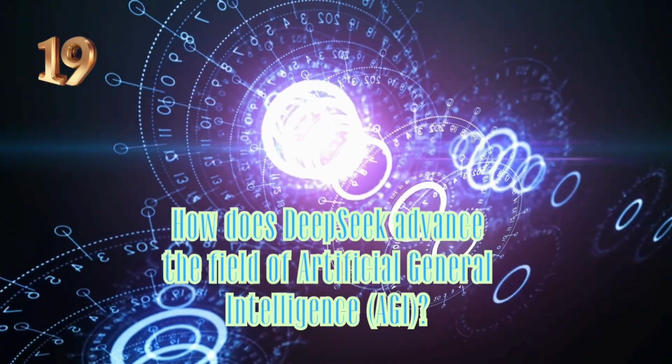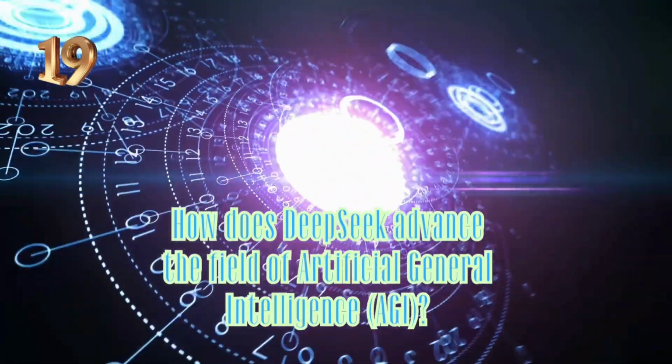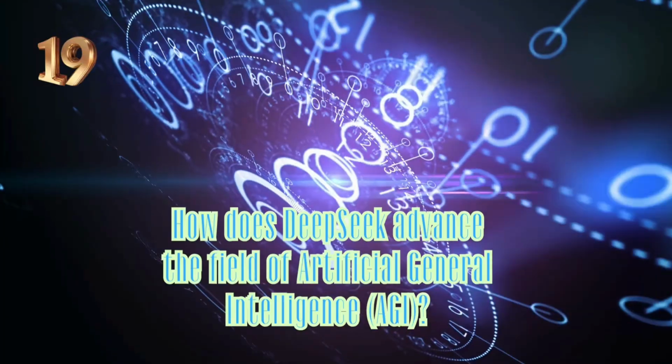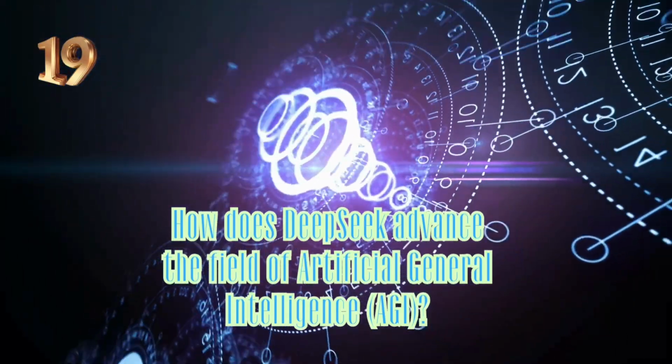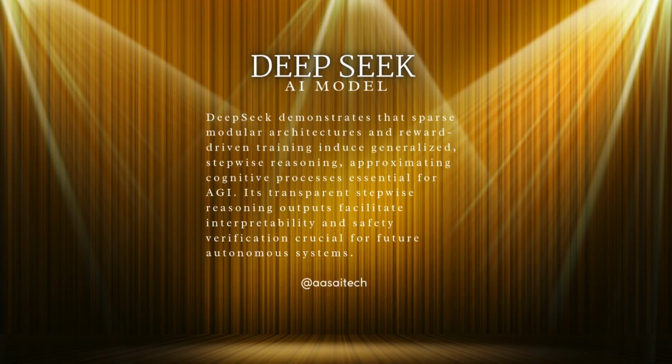Artificial general intelligence remains the goal of AI research. How does DeepSeek contribute to the AGI field? By demonstrating emergent, multi-step reasoning in a scalable, sparse expert system trained with human-aligned reinforcement learning, DeepSeek bridges narrow LLM capabilities with AGI-like generalization. Its transparent reasoning paths support interpretability and safety, key pillars for future autonomous AI systems.